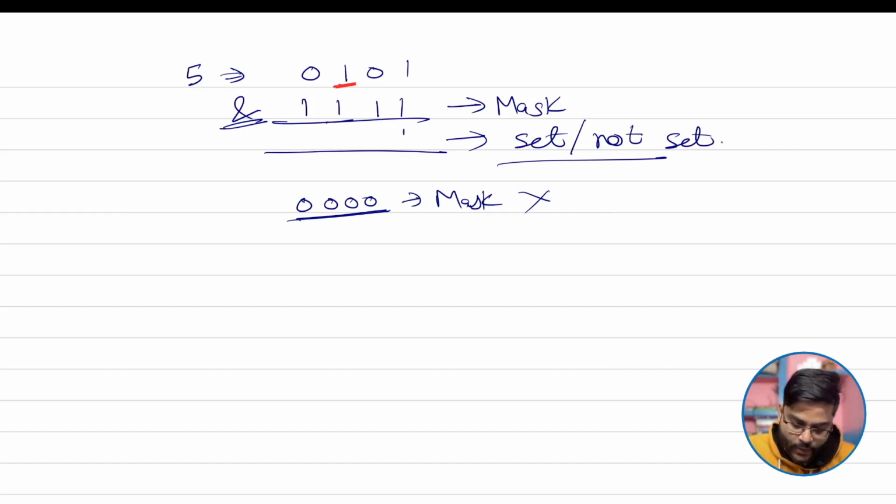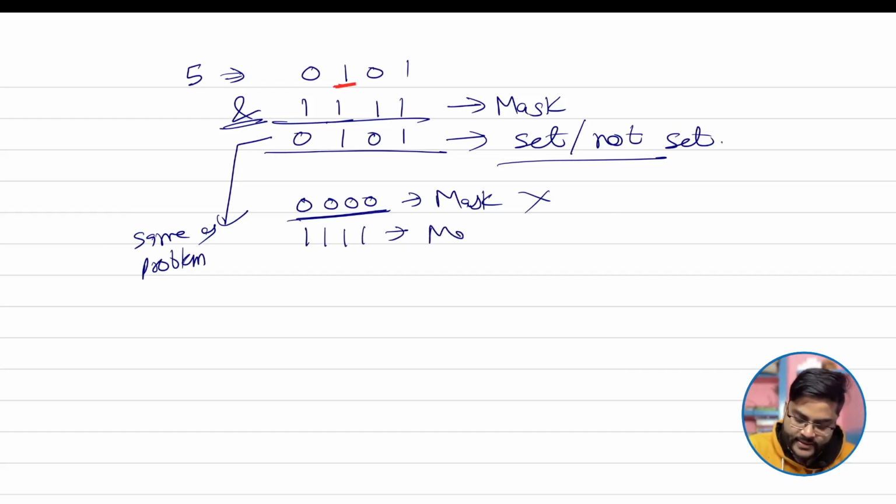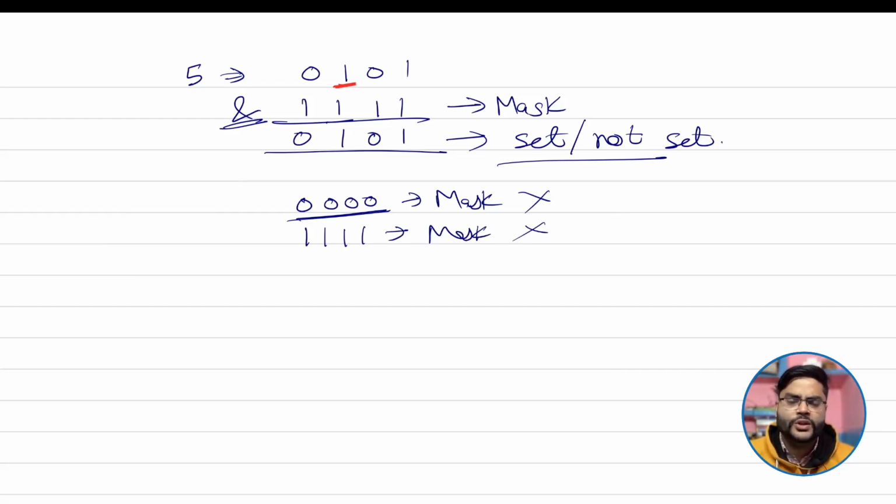It will result in 1. This will be 0. This will be 1. This will be 0. Okay, so again it is same as my problem. So still this all ones cannot be our mask. Now let's take some combination of zeros and ones.